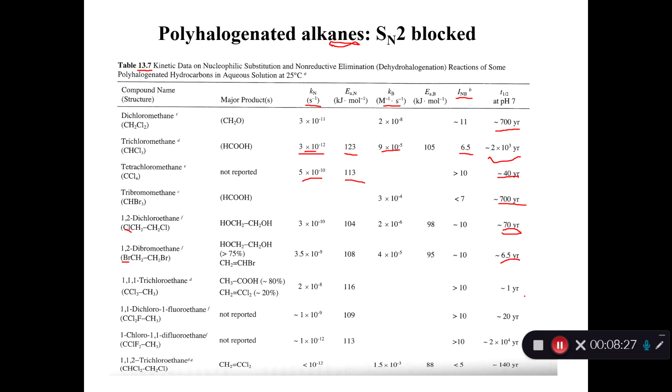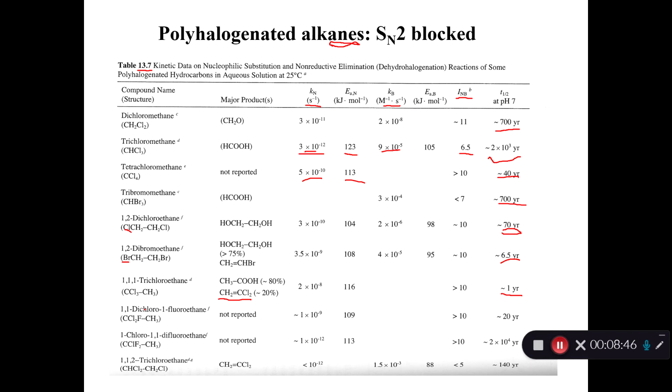1,1,1-trichloroethane, much faster, about a year. Well, that's strange. How does that work? What's going on there? One of the things is, look at the products. How on earth are you forming this double bonded product? Well, we're going to talk about that in just a minute.